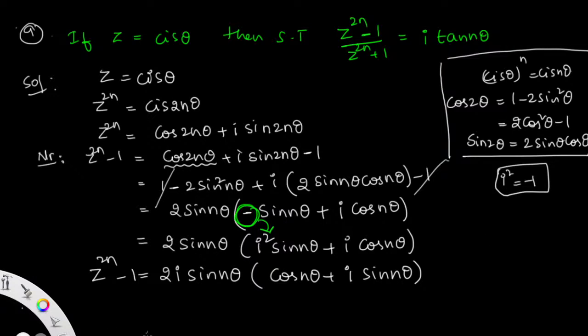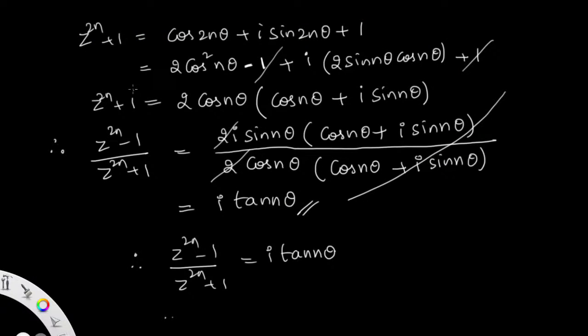Similarly, in the next page I have completed z power 2n plus 1: cos 2n theta plus i sin 2n theta plus 1, plus 1 minus 1 cancel. 2 cos square n theta means 2 cos n theta common, then cos n theta plus i sin n theta. In the question, numerator by denominator is given. So numerator by denominator, these two terms will be cancelled. So the 2 cancels, i sin into sin by cos is i tan n theta. That's all. This is the question.